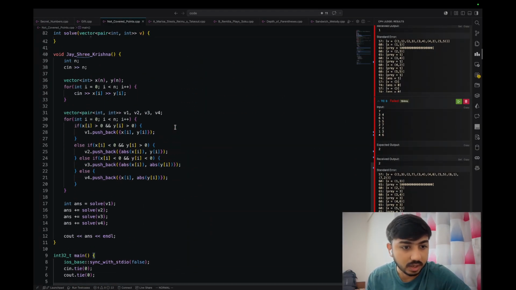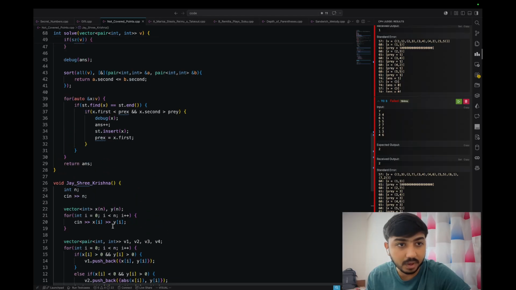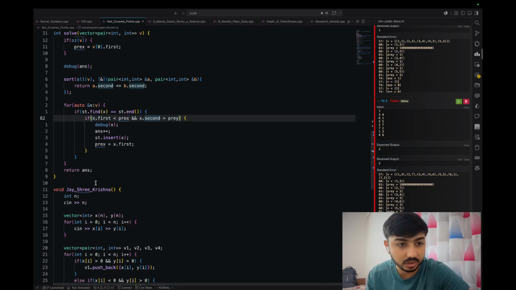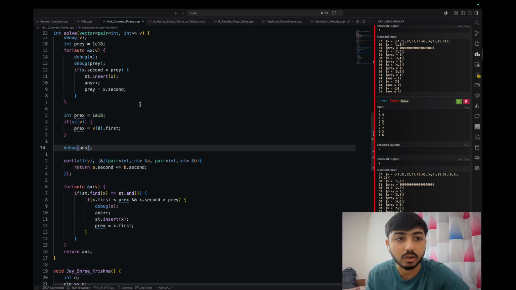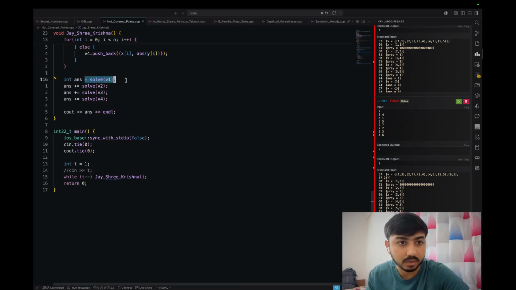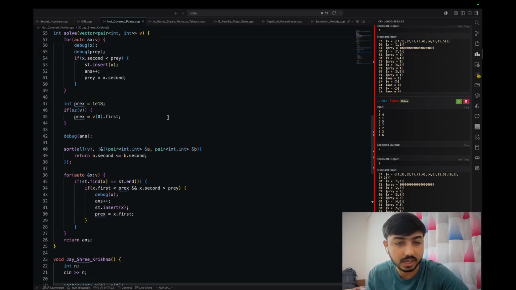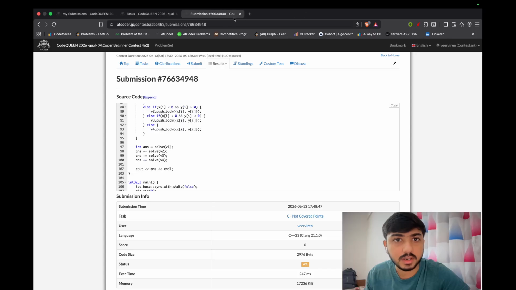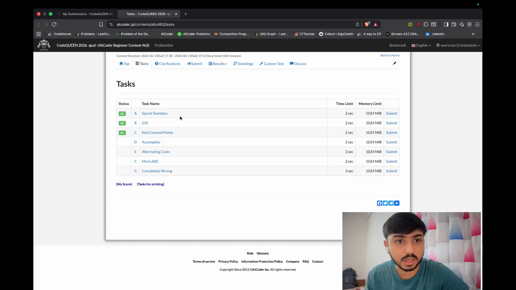See, this is easy to debug because we have a good code style. It's not messy code. We've created a separate function, so it's easier to maintain the code. That's why. It's fine. Let's move to the D question then.